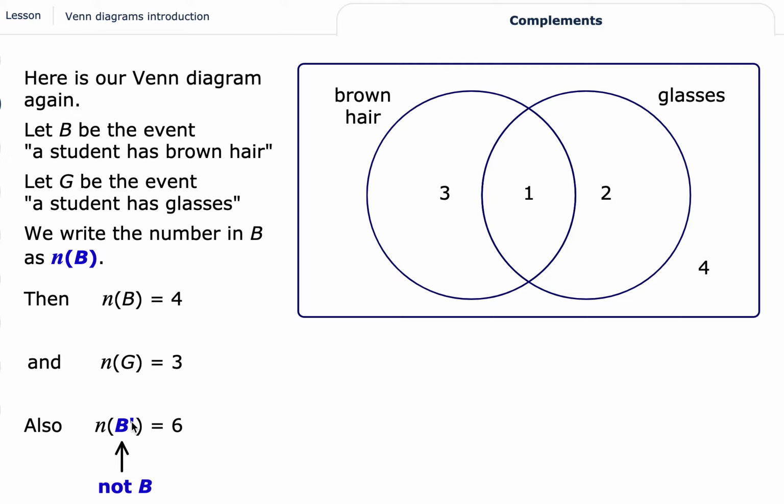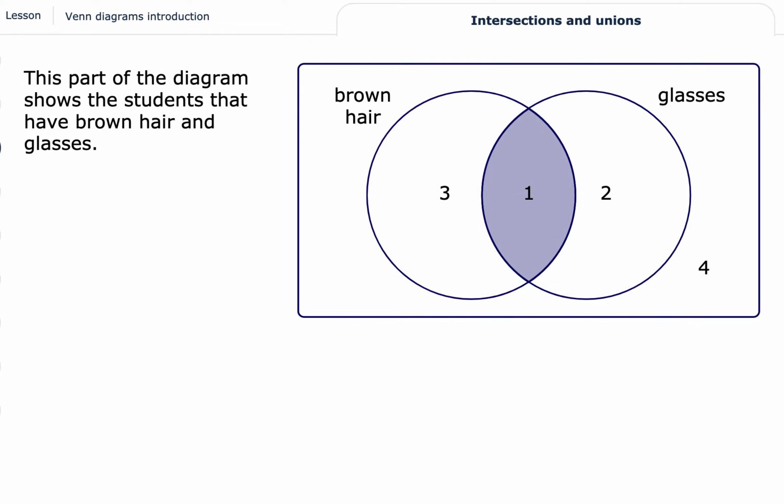Then B prime. B prime means not B, other than B. For not B, we have 2 and 4, that makes 6. And for not G, we have 3 G's, and not G is 3 plus 4 outside here, which makes 7. That's the set notation we're going to use. If there's a prime mark on the top right, it means not that letter, not that set.